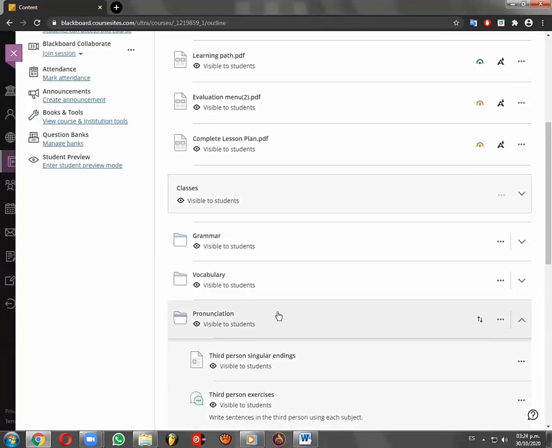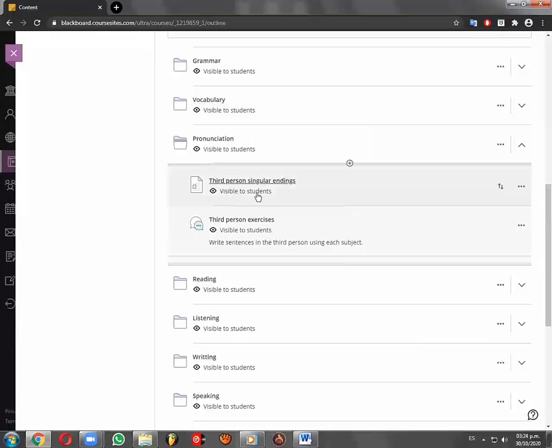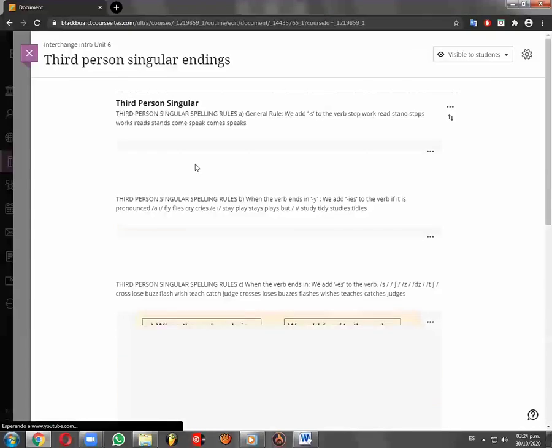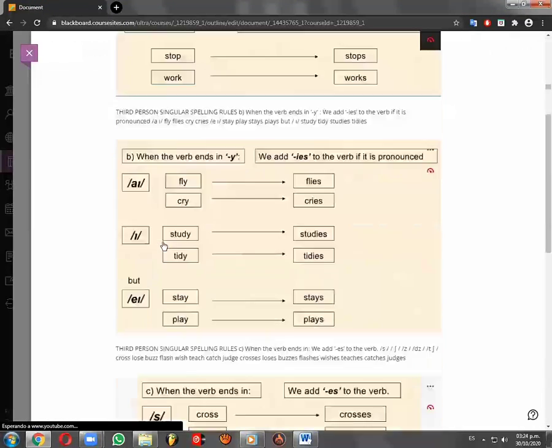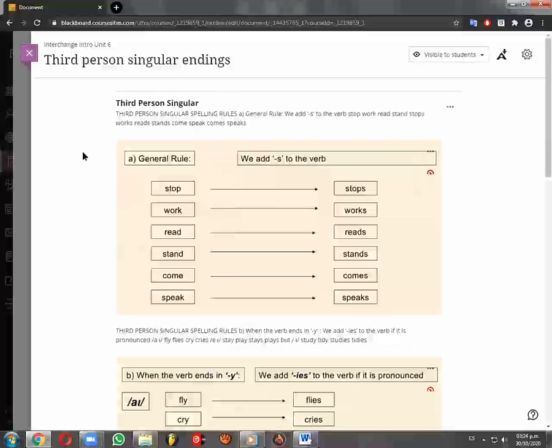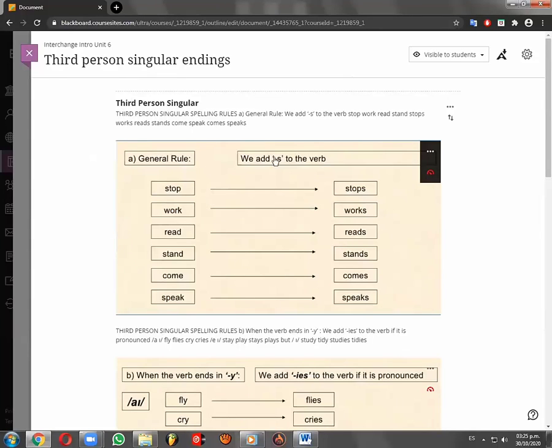So in the pronunciation, this topic is, like I told you before, the third person singular endings, and you can see some rules. First one, the general rule is for the third person singular, we add s to the verb: stop, stops; work, works; read, reads; stand, stands; come, comes; speak, speaks. Okay, so this is the general rule.